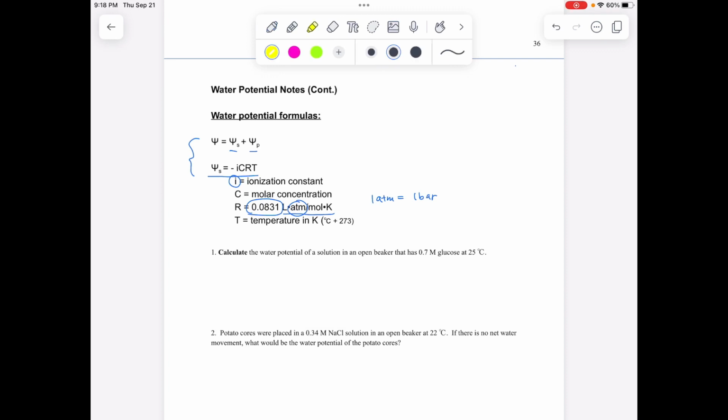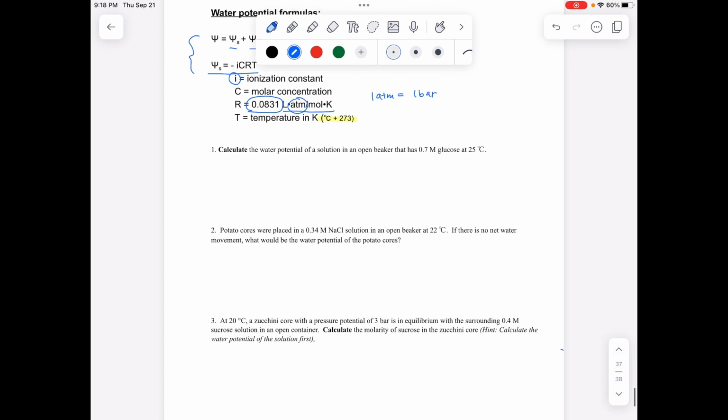And this is one step that many students often forget to do. You have to convert degrees Celsius to Kelvin by adding 273. So let's get to the first question. Number 1, calculate the water potential of the solution in an open beaker that has 0.7 molar glucose at 25 degrees Celsius. The fact that the solution is an open beaker means that the pressure potential of the solution is 0. This always applies when we're dealing with a solution contained in an open beaker with no lid.